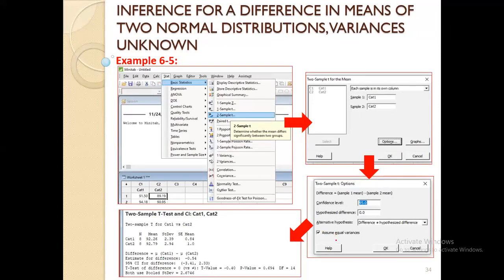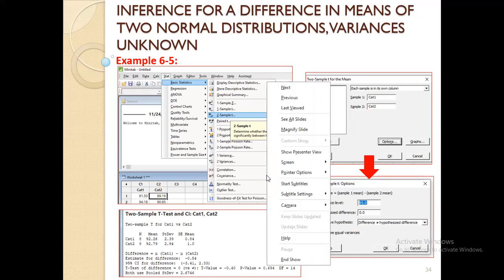For Minitab, we use the spreadsheet. You have to put all the data in the spreadsheet. You put all the data in the spreadsheet, column 1 and column 2, right? Cat 1, cat 2, the names for these.